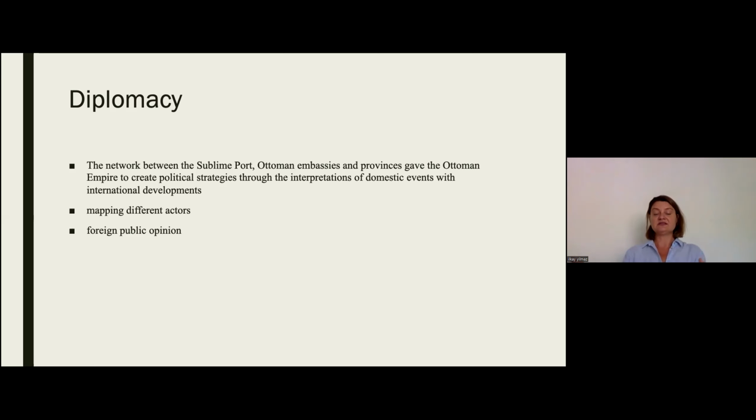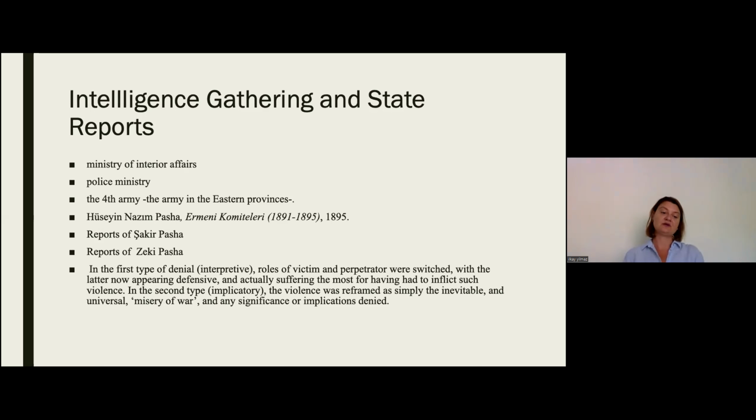So domestic intelligence reports were another significant pillar of the Ottoman security practices, which were mainly products of the Ministry of Interior Affairs, the Police Ministry, and the Fourth Army, the army in the eastern provinces. These reports were not only used in domestic policy making, but utilized to establish a security discourse on the Armenian question at the trans-imperial level.